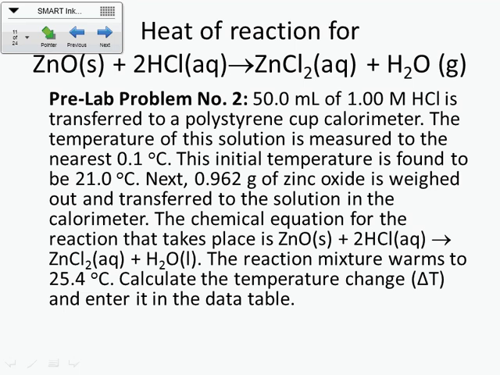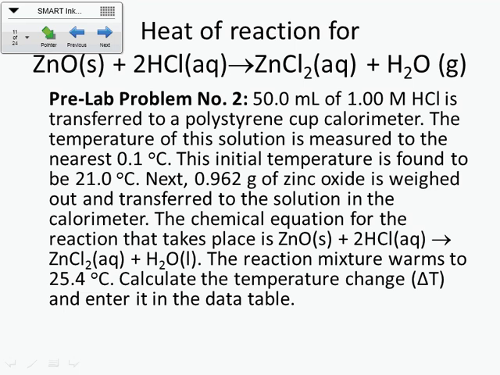Thank you. So now it's giving you the reaction for zinc oxide plus HCl. A little bit different. I wouldn't necessarily expect you to be able to predict this one right off the bat. Okay, that's why we're giving it to you. But this reaction mixture goes from 21.0 up to 25.4. So kind of similar to the temperature change when you just have zinc.